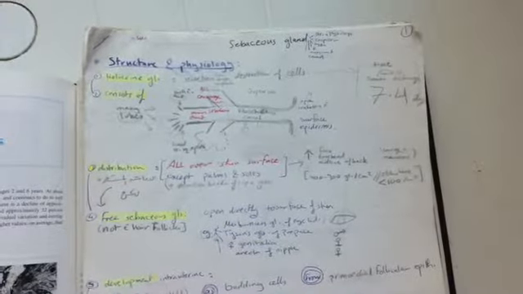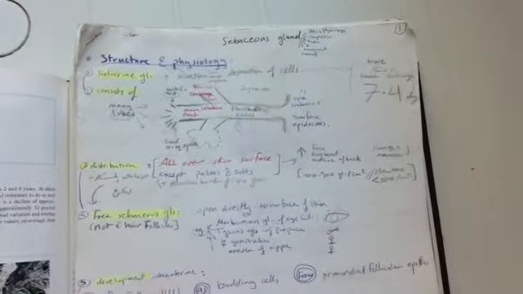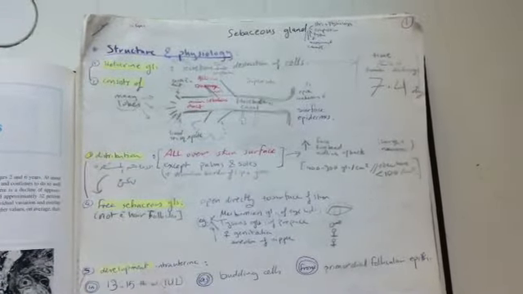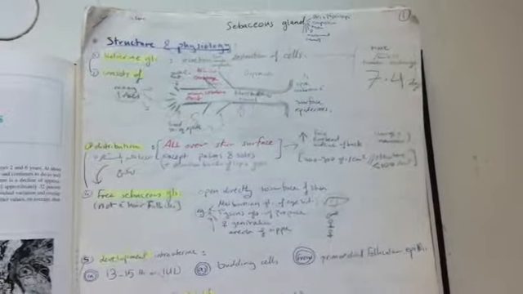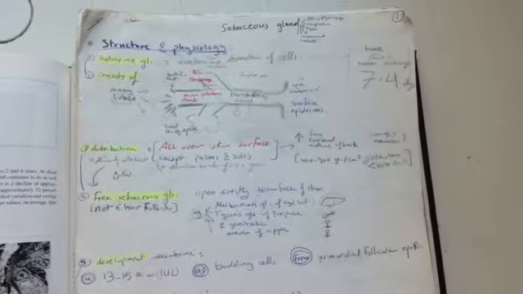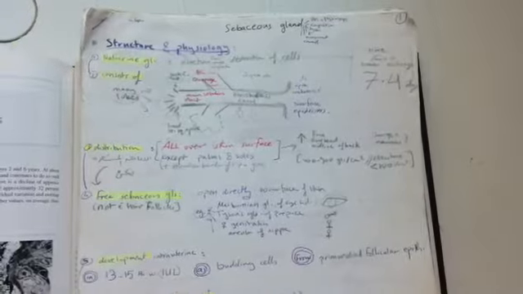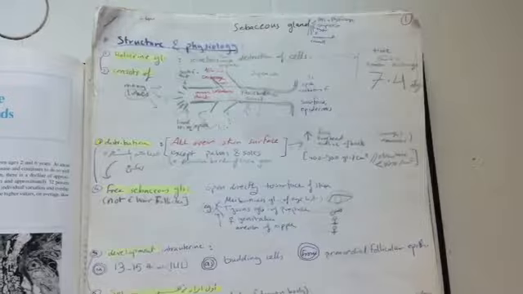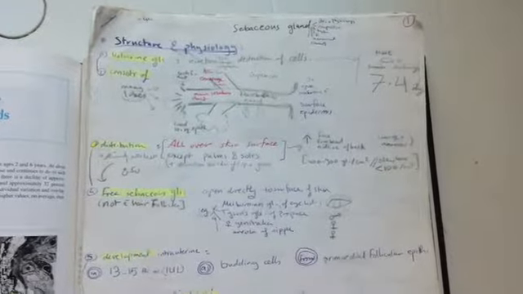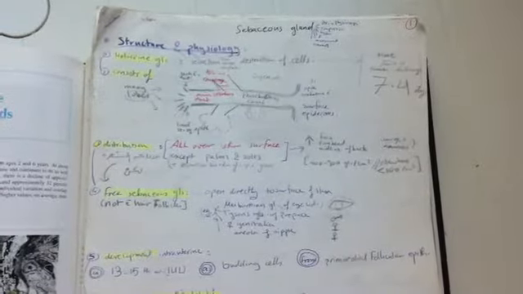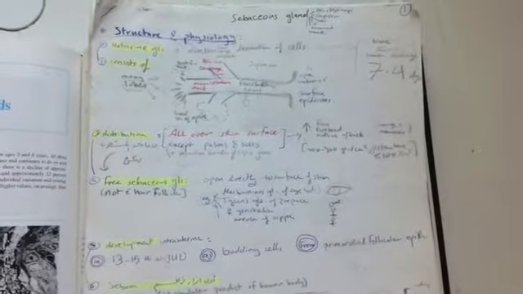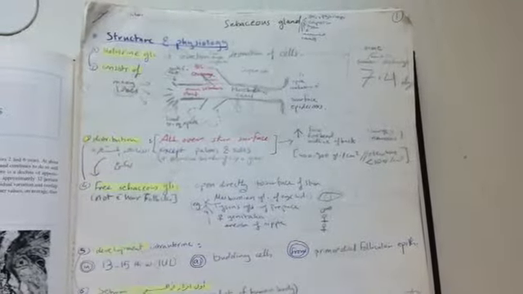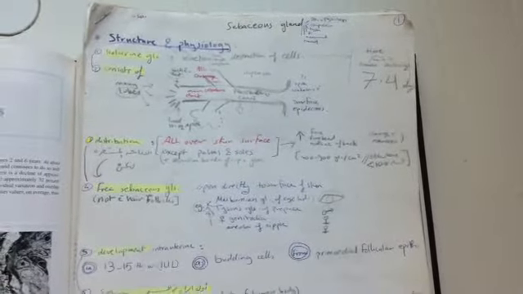The distribution: they are all over the skin surface, except the palms and soles, and the vermilion border of the lip and glans. They are especially found in the face, forehead, and midline of the back, where they are large and numerous, usually 400 to 900 glands per square centimeter, and elsewhere less than 100 per square centimeter. So they are all over the body surface except palms and soles, vermilion border of the lips and glans, and especially in the face, forehead, and midline of the back.